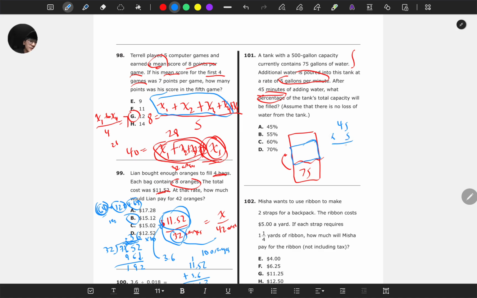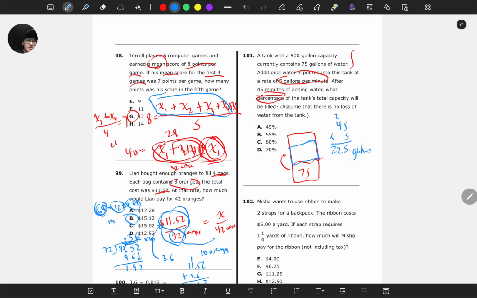Okay, so let's do that. 5 times 5 is 25. 4 times 5 is going to be 20, so 225. So 225 extra gallons is being added to here, right? So it's 225. 225 plus 75, that's 300. 300 out of what's the total container again? 500, right? So to find the percent, you can just divide this, but look, some tricks.